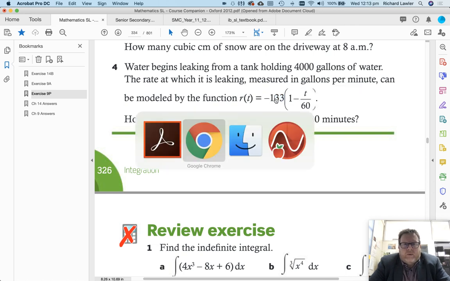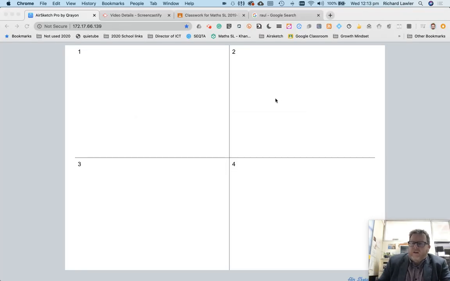So this is what it looks like in practice. I might have to flick between screens a bit until I get there. I have got it written down here just to make it a bit easier. So I'll start by writing down the rate function. This is exercise 9p, question 4. Oh, that's pretty neat writing, isn't it, Richard? Okay, so question 4, the function is r of t equals negative 133 multiplied by 1 minus t over 60.